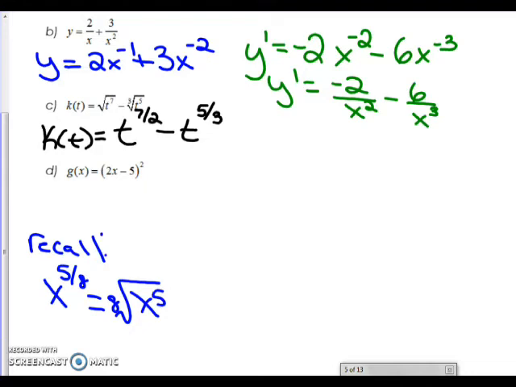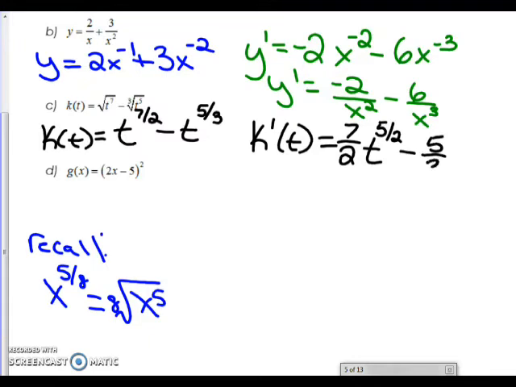And now I'm going to go ahead and use my power rule to take the derivative. So, k prime of t will be 7 halves t. Be careful here. I need to subtract 1 from 7 halves. Good. 5/2. If you need to do scratch work off to the side, then that's what you need to do. And then it'll be minus 5/3 t. So I need to subtract 1 from 5/3. 2/3.